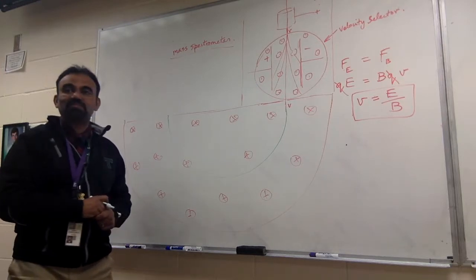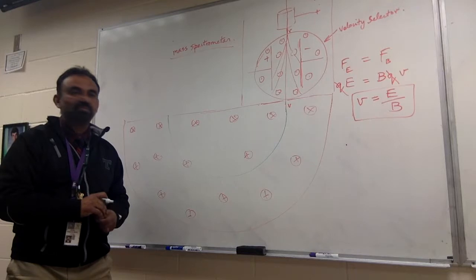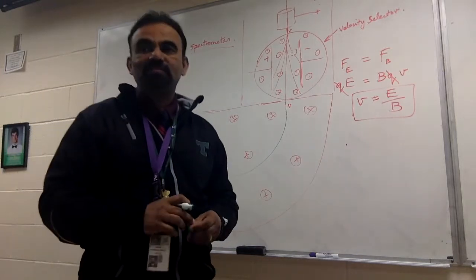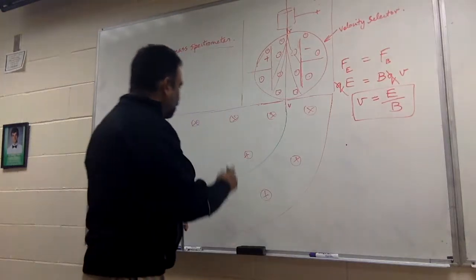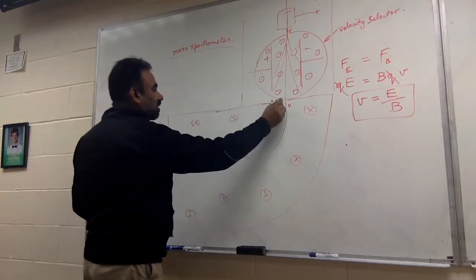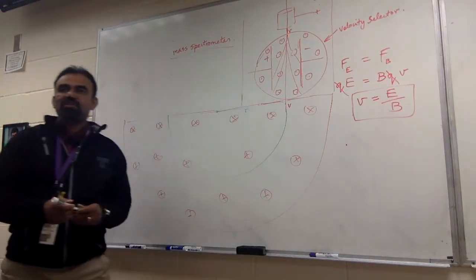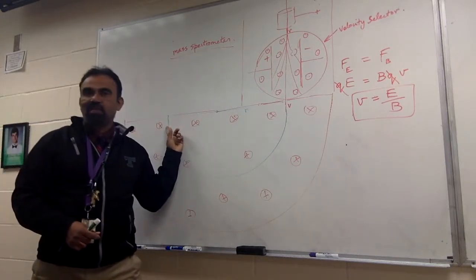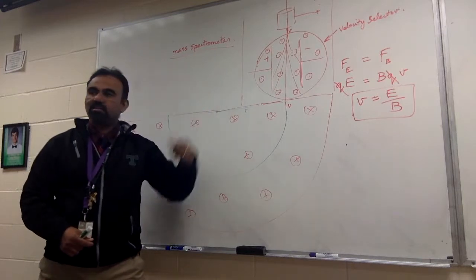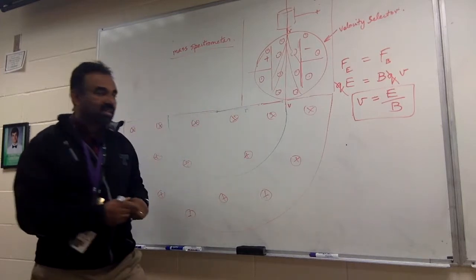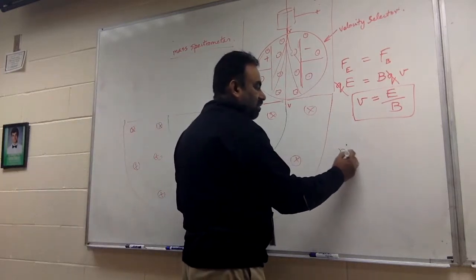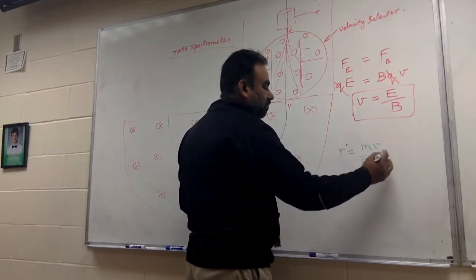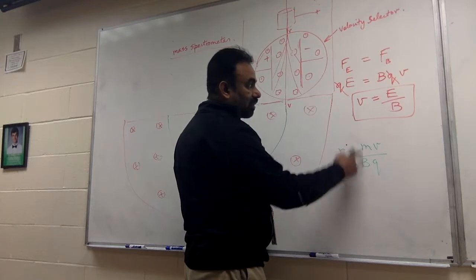Which radius? We saw that just before this. What's the radius? mv over bq. So the radius of the turn, which is this radius, see? And how can you find the radius of this turn? Just find out where it lands, and that's the diameter, and then divide by 2, that's the radius. So the radius of the turn that is taken is mv over bq.